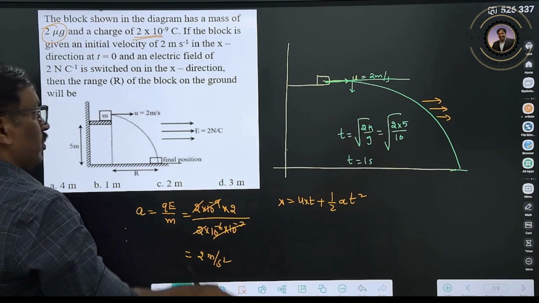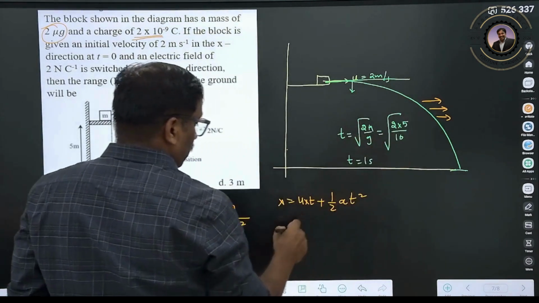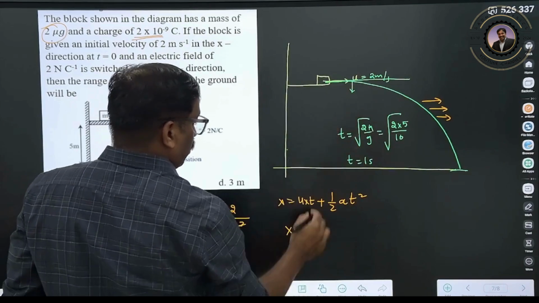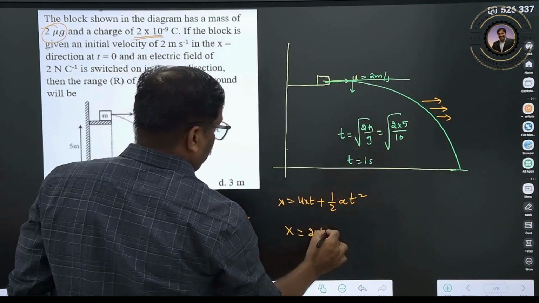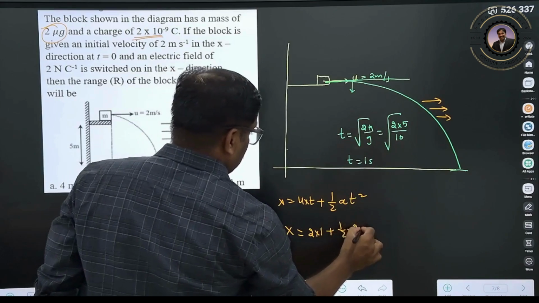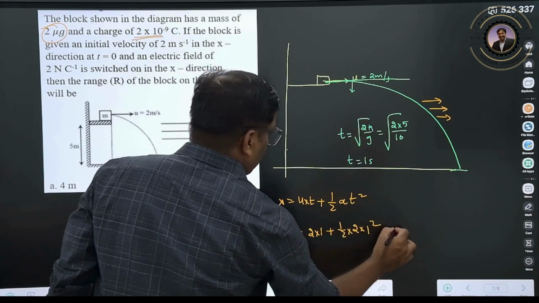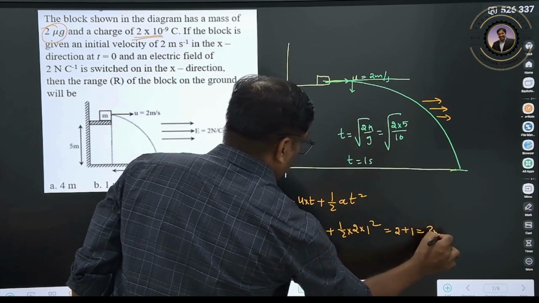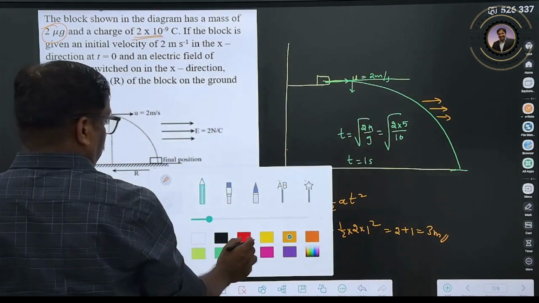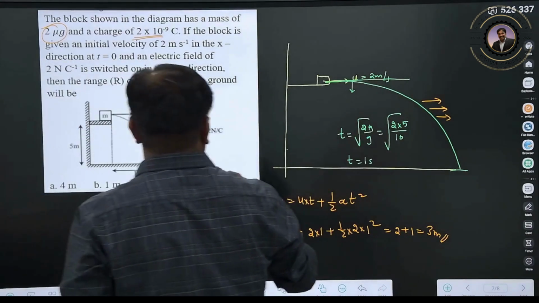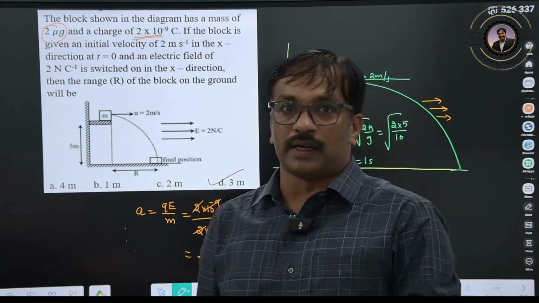Clear? So in this horizontal direction, because of the velocity, 2 into 1 plus 1 by 2, acceleration is 2, into 1 square. How much will it be? 2 plus 1, therefore 3 meter it will travel. Clear? So what will be the answer? Option D will be your correct answer.